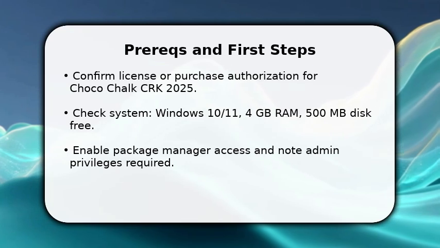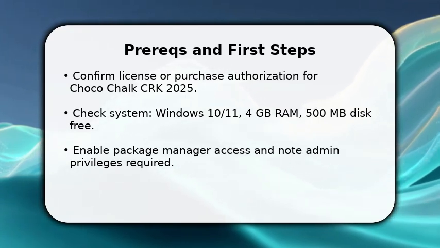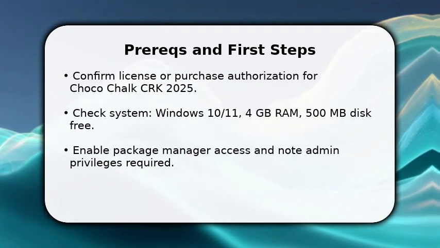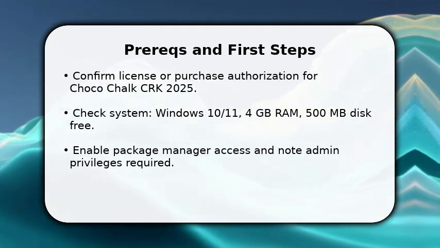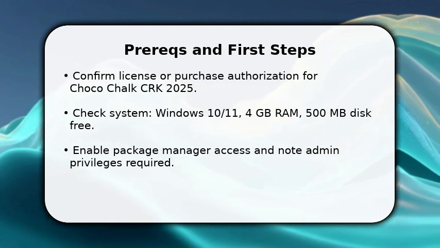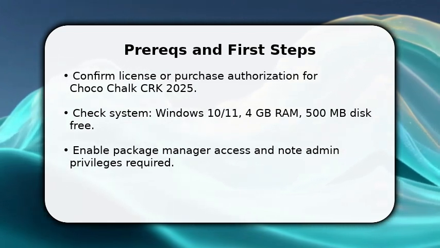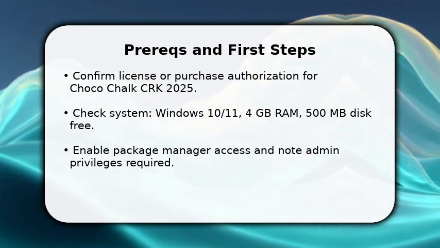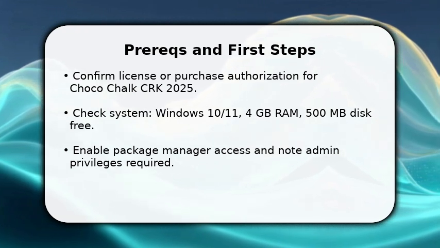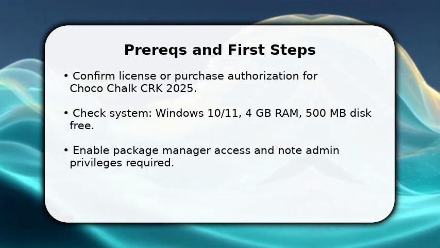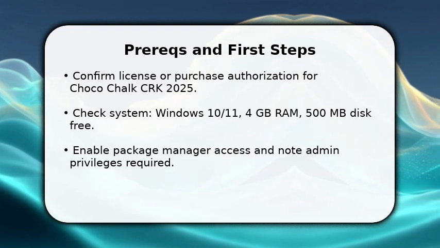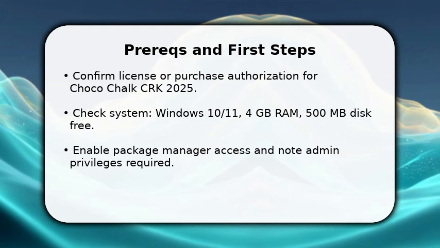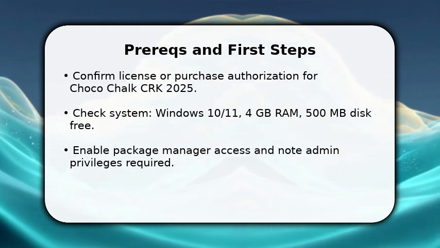You start by confirming you have a legitimate license or permission to obtain Choco Chalk Crk 2025. This avoids legal and security risks. Once confirmed, check the target machine meets requirements, Windows 10/11, adequate RAM and disk space, and make sure you have administrative rights. Next, prepare the package manager or vendor account credentials, because once you initiate download, you'll need uninterrupted access. These first steps minimize interruptions and ensure the installer runs cleanly.